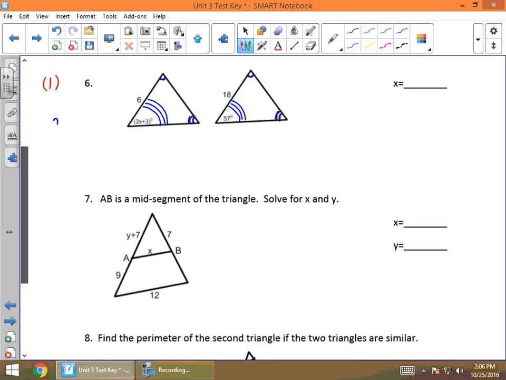So 2x plus 3 has to be equal to 57. Those two angles must be the same. Subtract 3 on both sides. 2x equals 54. Divide by 2, and x is equal to 27. And a lot of people get the answer of 8 here. You got 8 because you were setting up a proportion. This is not proportional. Angles are congruent.